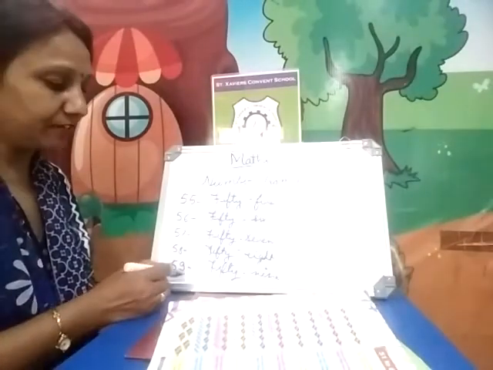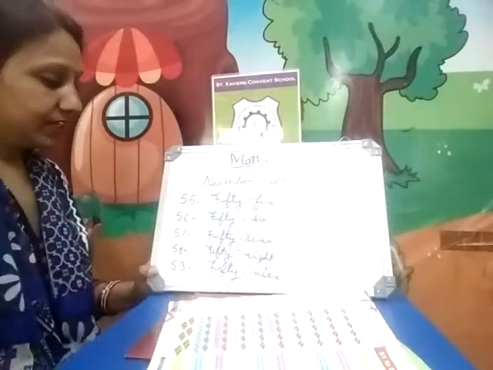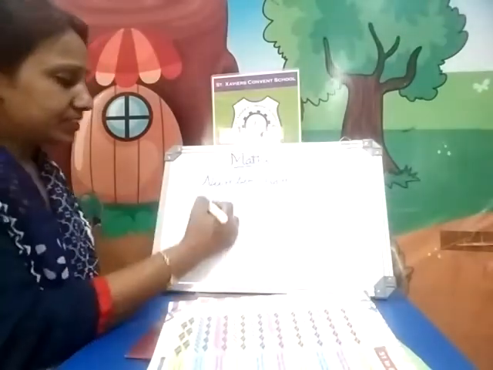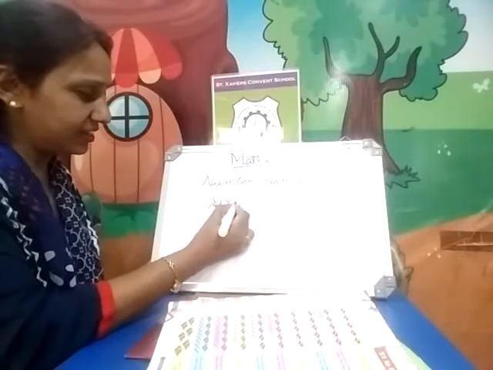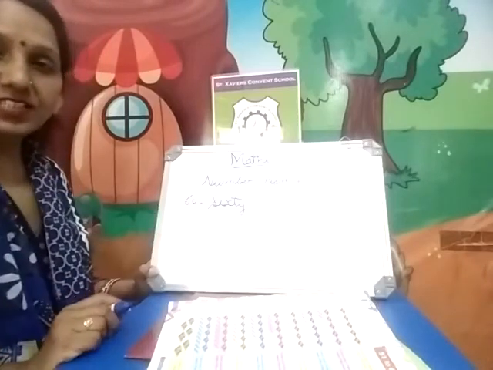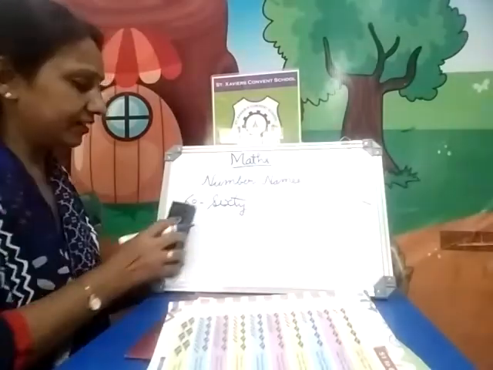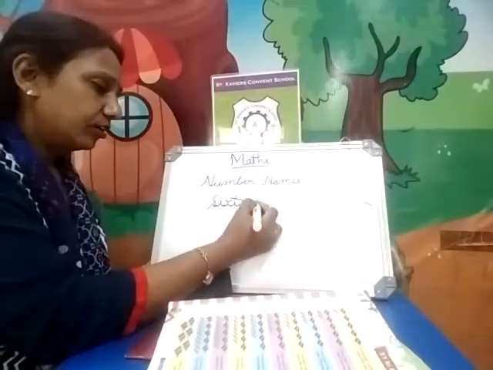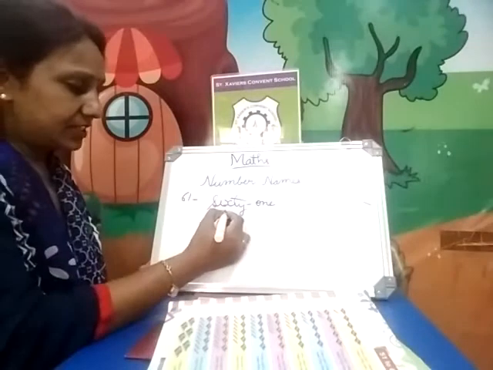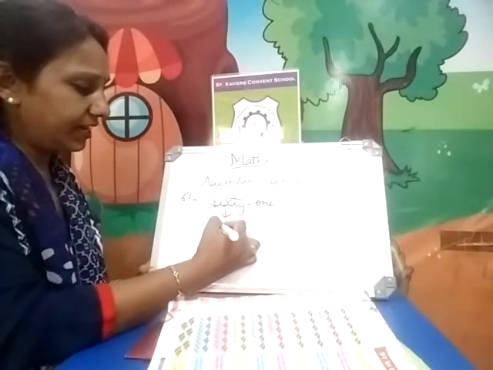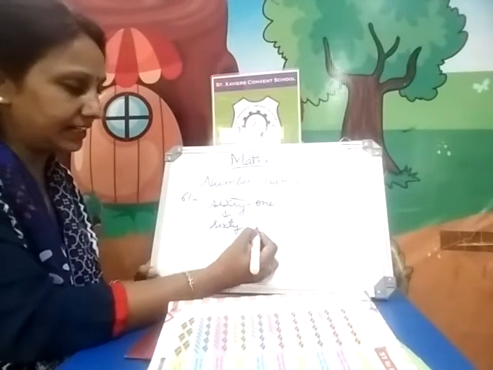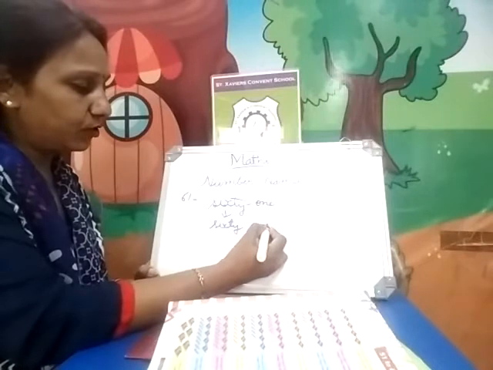What comes after 59? What will come? 60. So you must know the spelling of 60. S-I-X-T-Y 60. So what comes after 60? 61. So this is 61 till 69, you will write the same way, S-I-X-T-Y 60, and this side 1, 2, 3, 4, 5, 6, 7, 8, 9. So till 69 you write the same way.